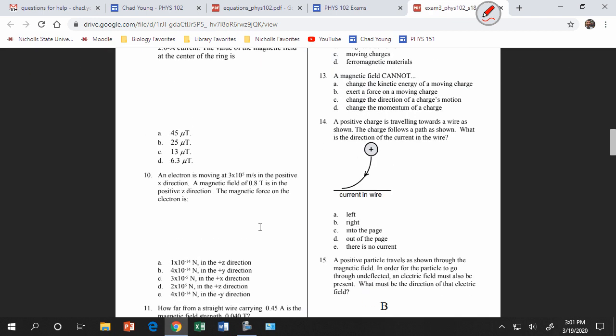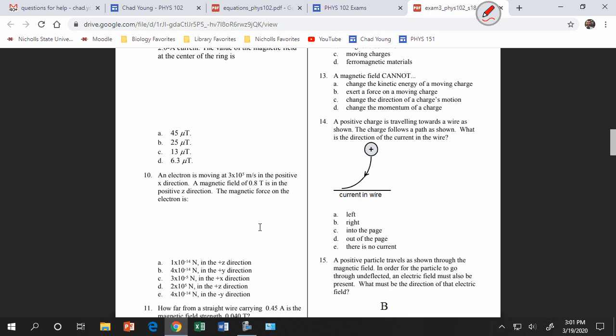Positive charge is traveling towards a wire as shown. The charge follows a path as shown. What is the direction of the current in the wire? So, you're very likely to have a question like this, and it's a two-part question that uses 2 different applications of the right-hand rule, neither of which is an easy application.